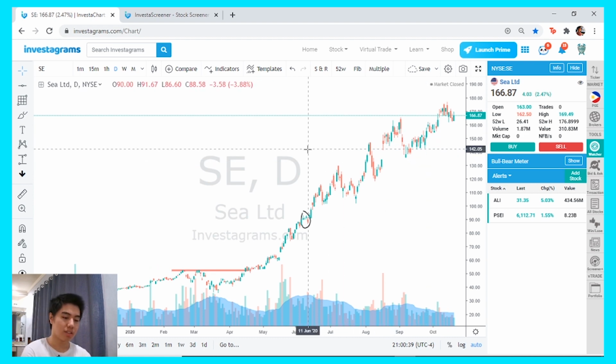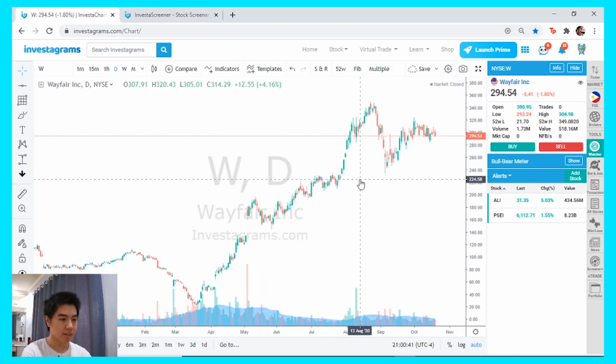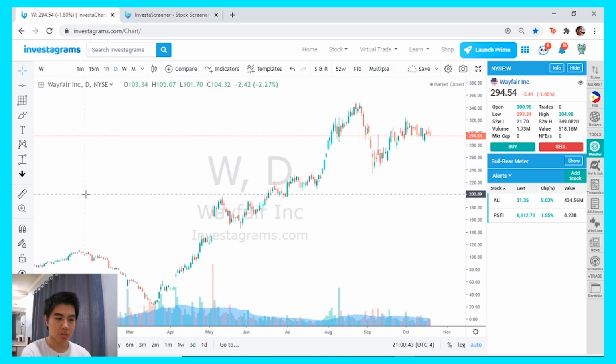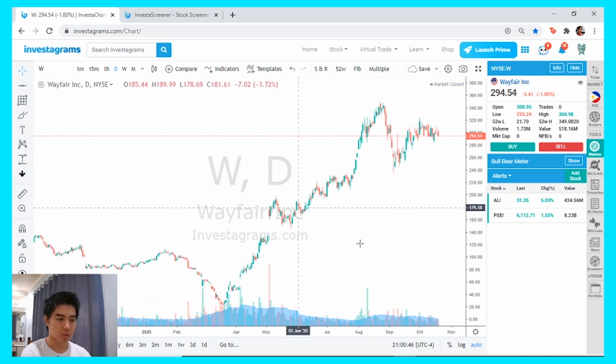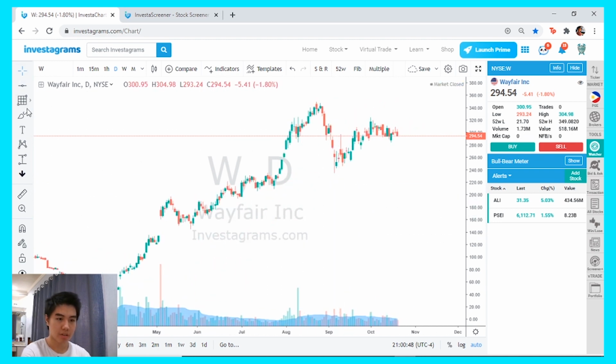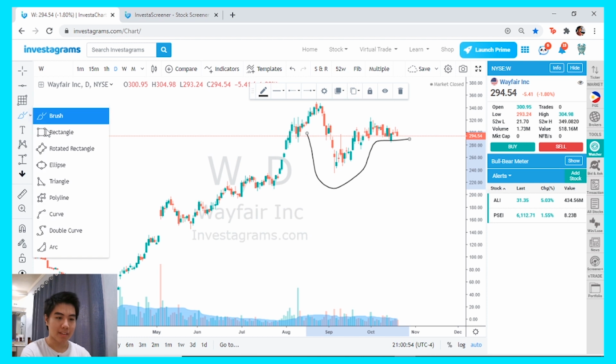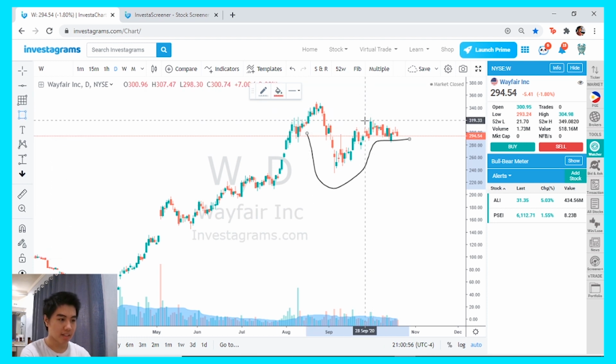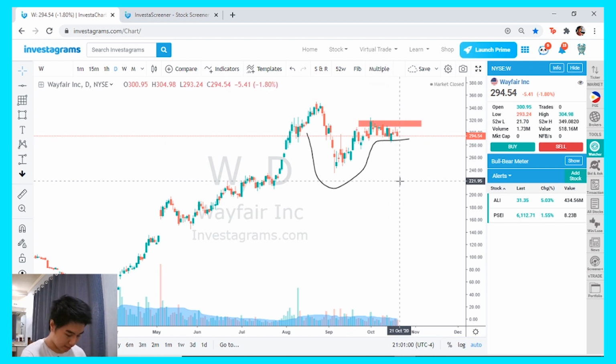Next, si W, di ba? Ito, malakas din. So uptrend, tapos consolidation, tapos breakouts. Ngayon, forming a potential cup with handle. Forming parang what Mark Minervini likes to call a 3C, parang a cheat. So medyo di ko na-explain yun. So parang break above dito, maging interesting.